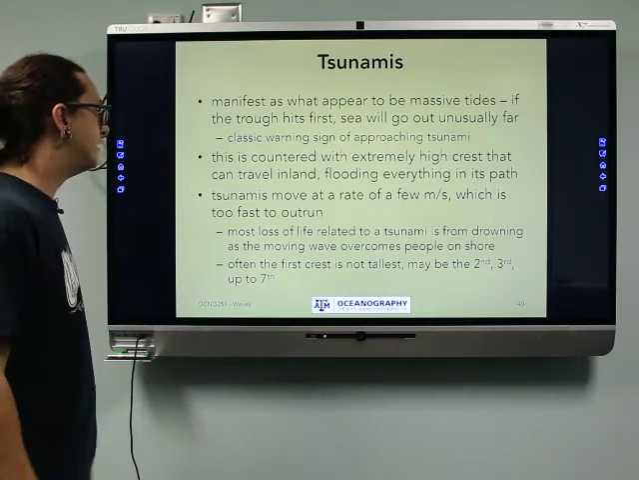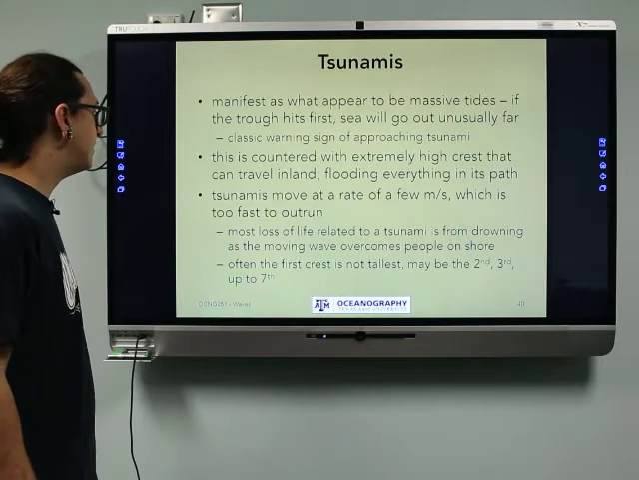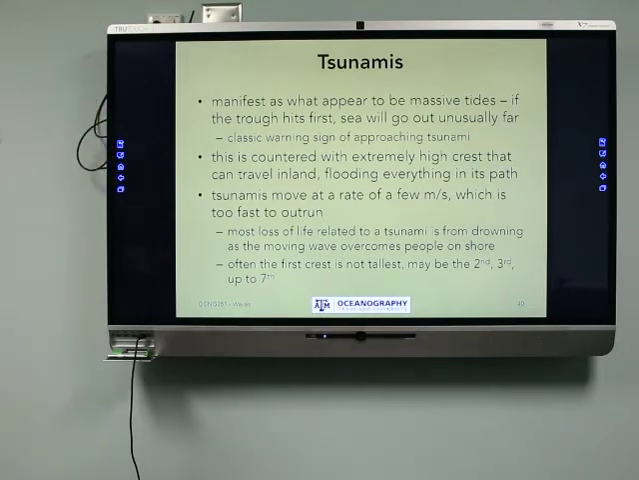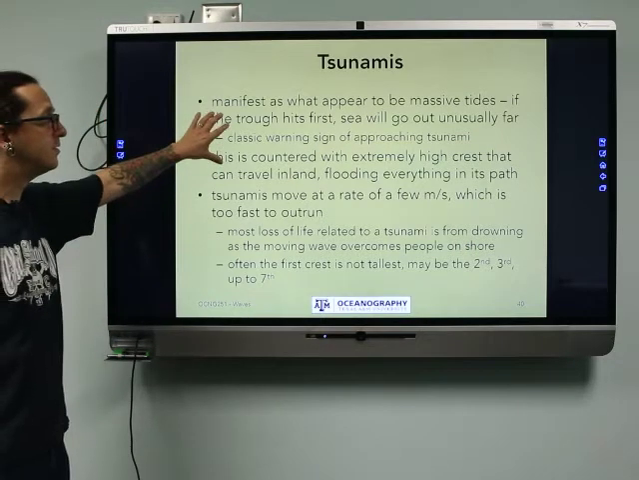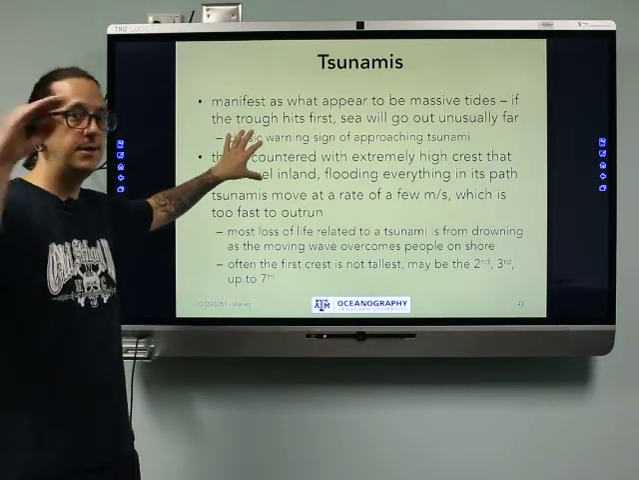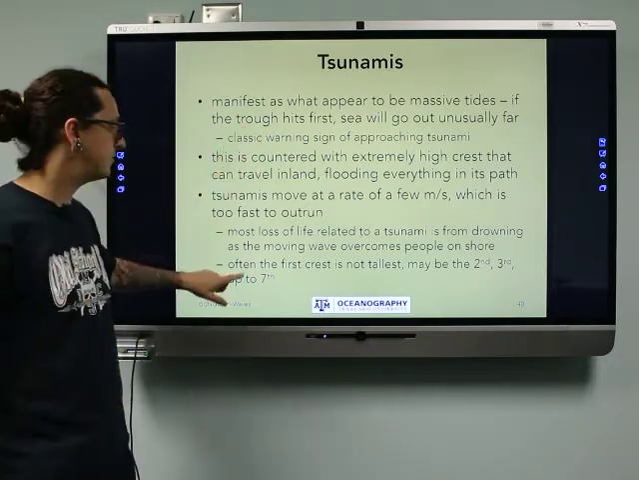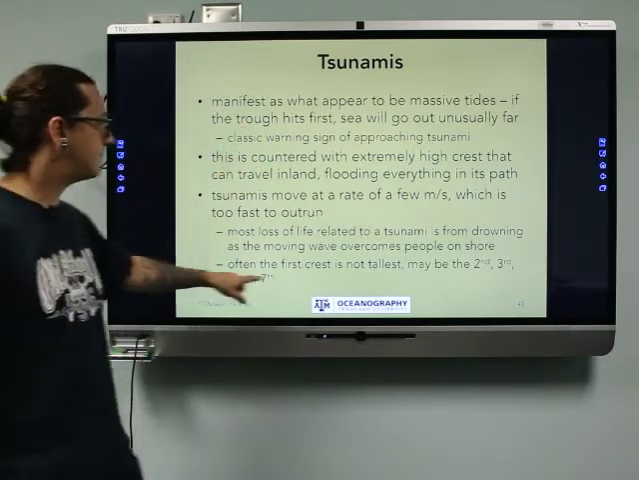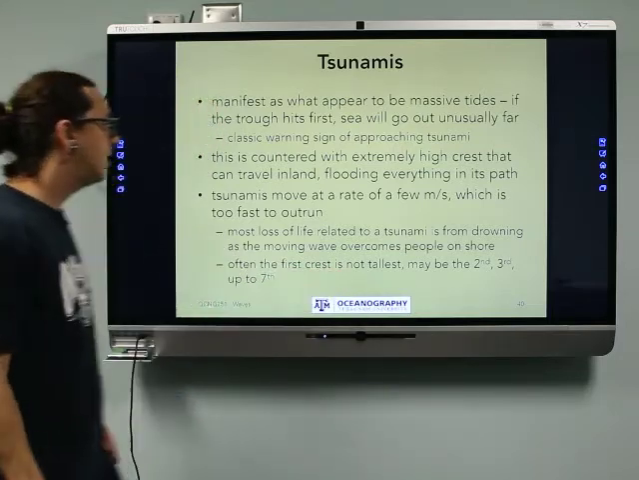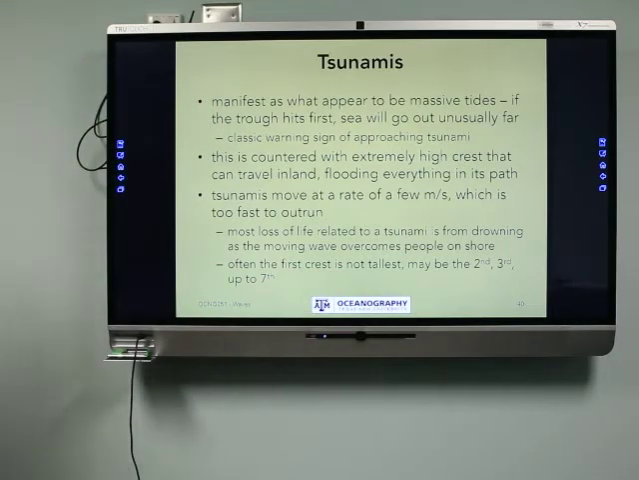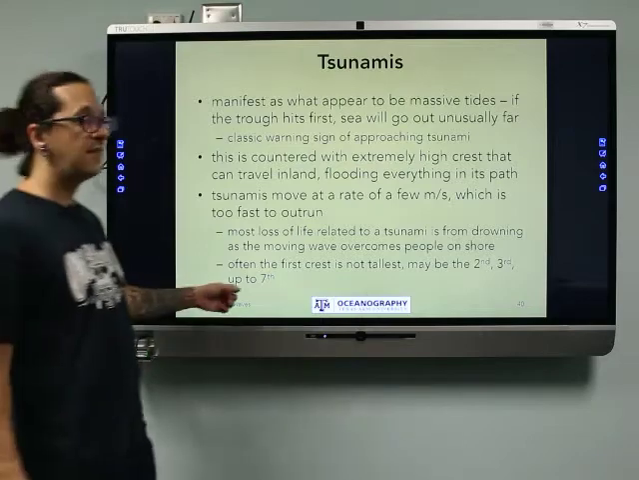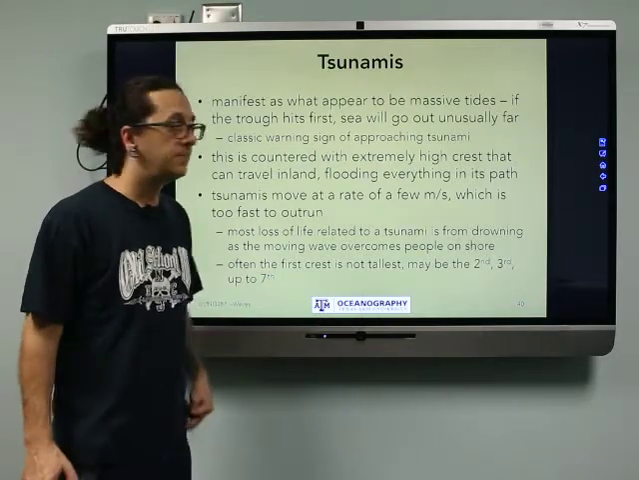Most loss of life related to a tsunami is from drowning as the moving water overcomes people on shore. And the scary part, remember, tsunamis are massive waves, so there are going to be crests behind the first crest. Oftentimes the first one is not the tallest. Maybe the second one, or the third one, or anywhere up to the 7th crest could be the tallest one that does the most destruction.